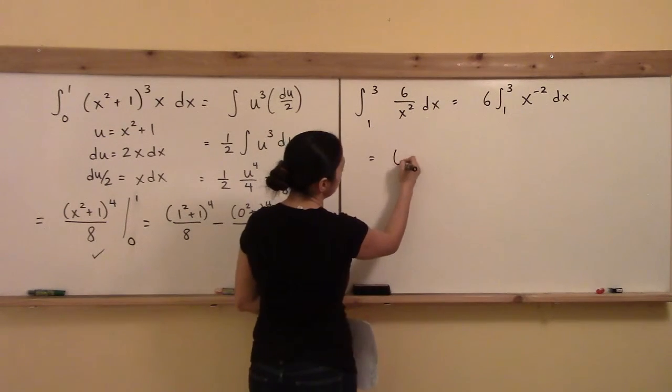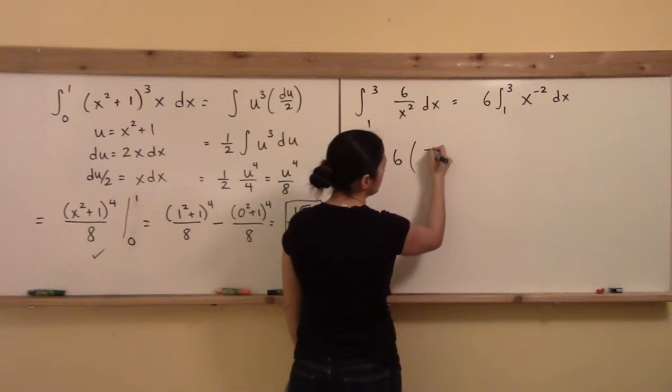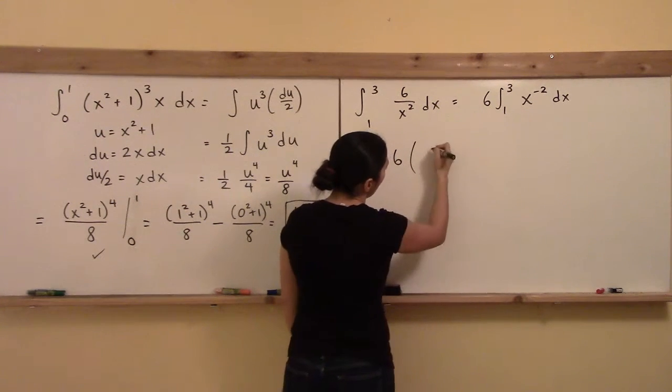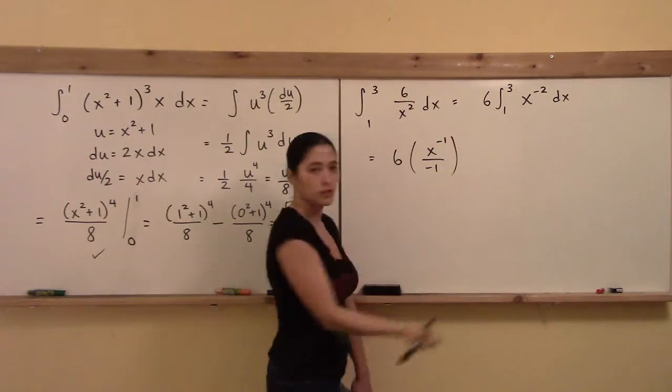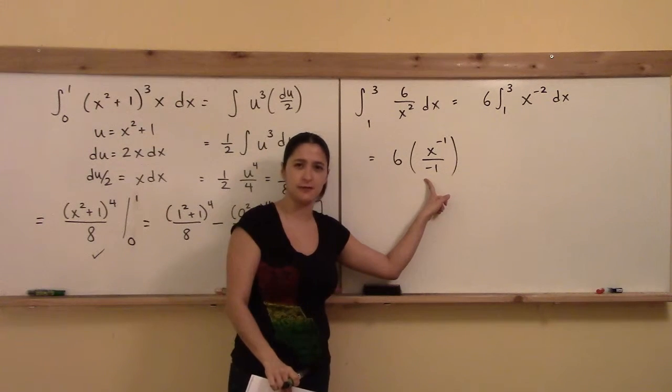On to the next step where the 6 is just going to carry through, and I'm going to integrate this function into minus x, or actually you may see it this way, minus 2 plus 1 is minus 1, and then I have to divide by the minus 1 like that. Did I do that right? Did I find the antiderivative correctly?